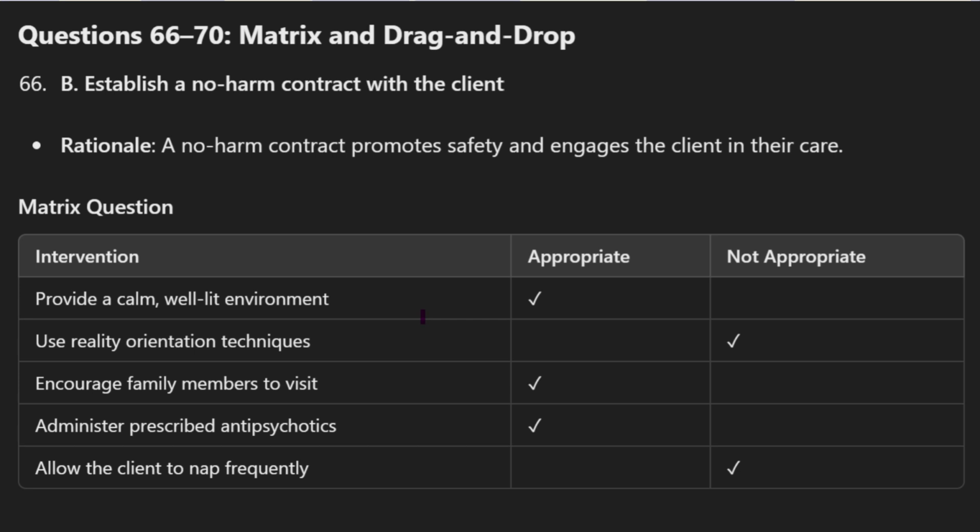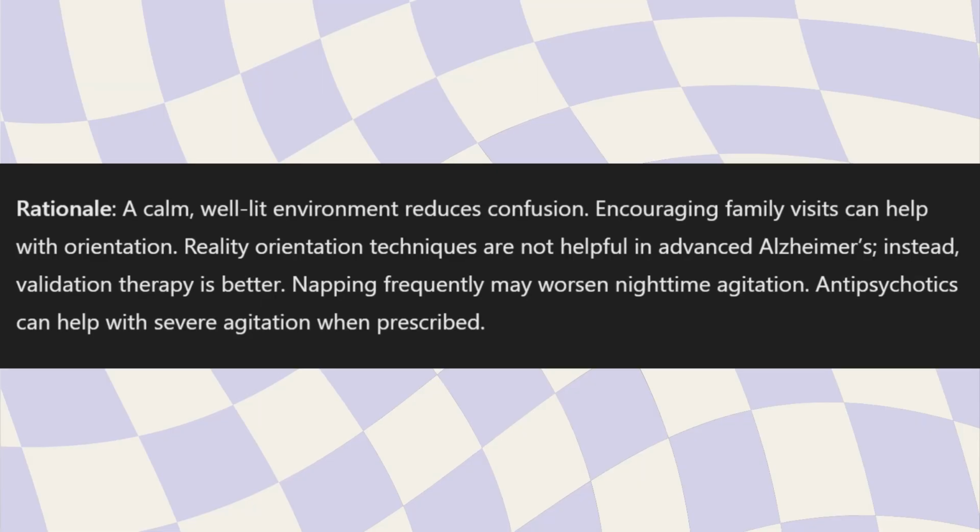Rationale: a calm, well-lit environment reduces confusion. Encouraging family visits can help with orientation. Reality orientation techniques are not helpful in advanced Alzheimer's. Instead, validation therapy is better. Napping frequently may worsen nighttime agitation. Antipsychotics can help with severe agitation when prescribed.